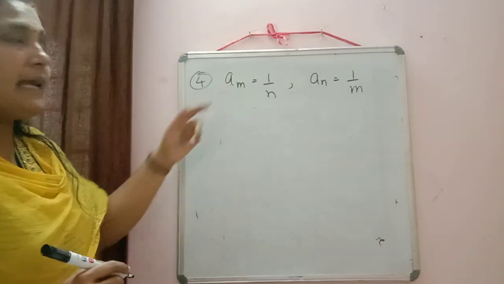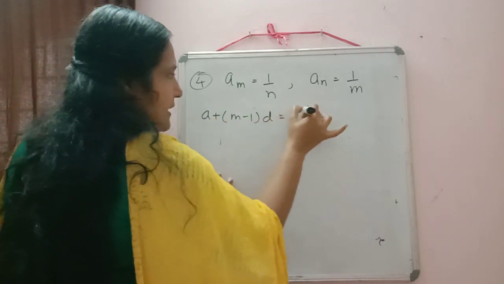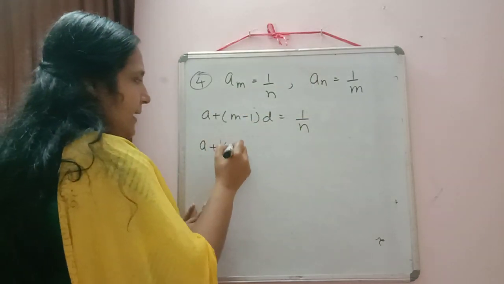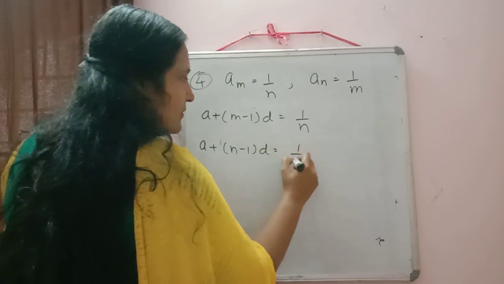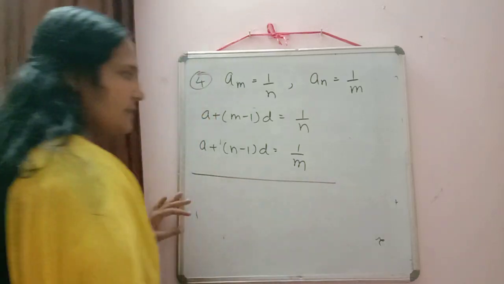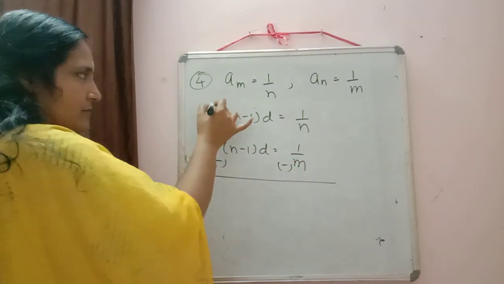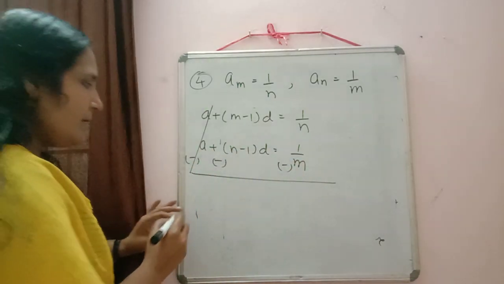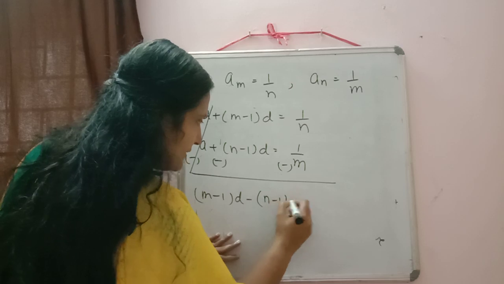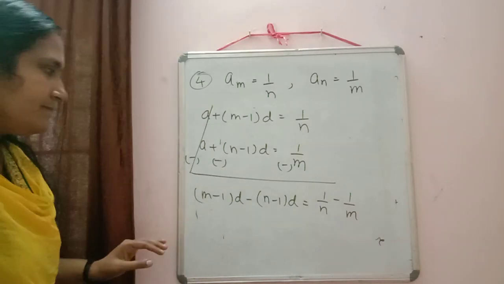So we'll write out what will be mth term. According to the formula, a plus (m minus 1) into d is equal to 1 by n is given. And writing this one now. So it will be equal to a plus (n minus 1) into d is equal to 1 by m. Now what we have to do? Again we are doing the subtraction there. So here also minus will come, here also minus, and this one also will become negative. So a minus a will get cancel. Remaining what we are getting, (m minus 1) into d minus (n minus 1) into d is equal to 1 by n minus 1 by m.